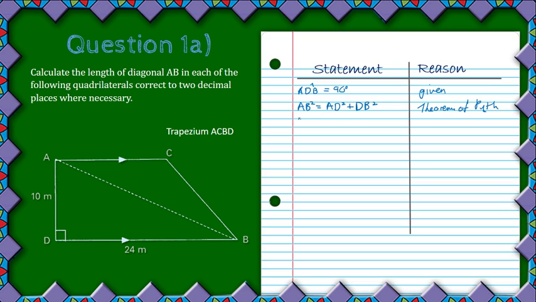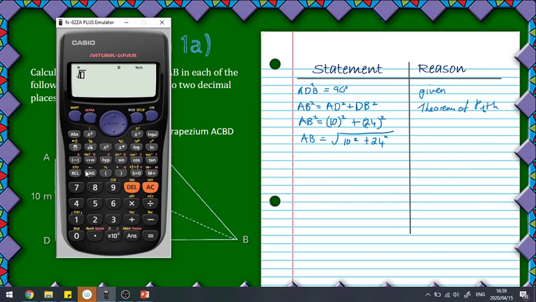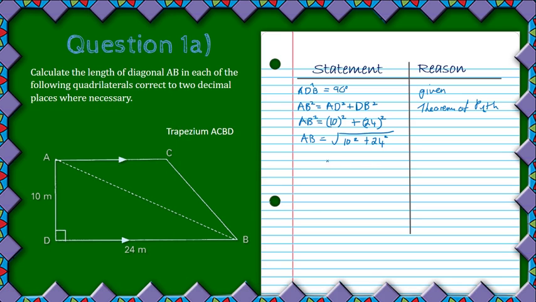So basically now I can just substitute my known values. AB squared is equal to AD, which is 10 squared, plus 24 squared. And then AB will be equal to the square root of 10 squared plus 24 squared. If we work that out, we have the square root of 100 plus 24 squared. So this will give me 26. And we are working in meters, so we have to say 26 meters.